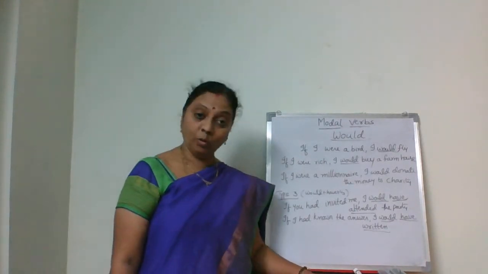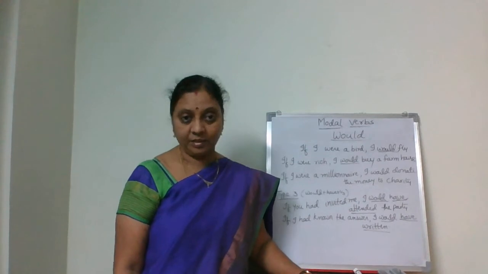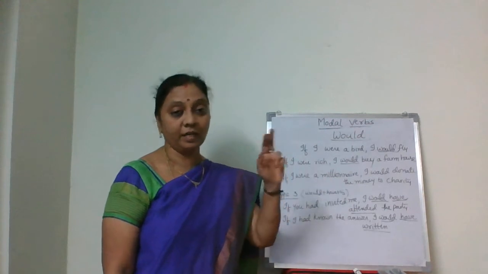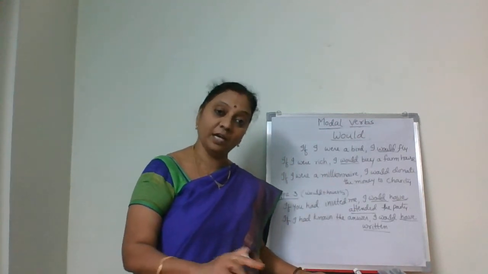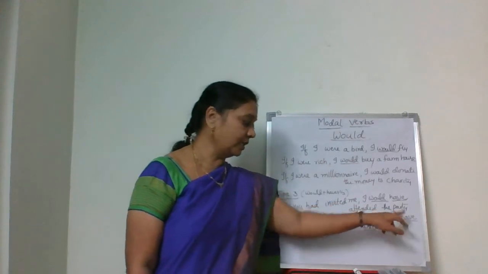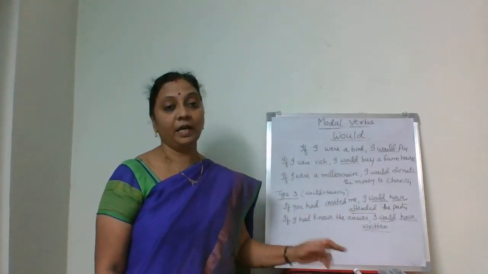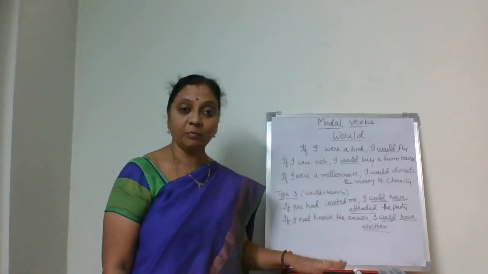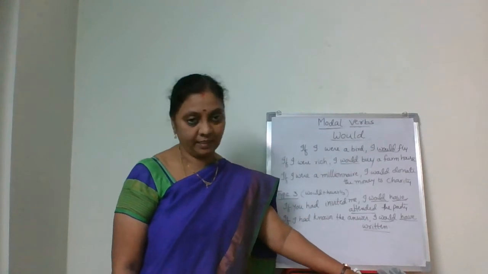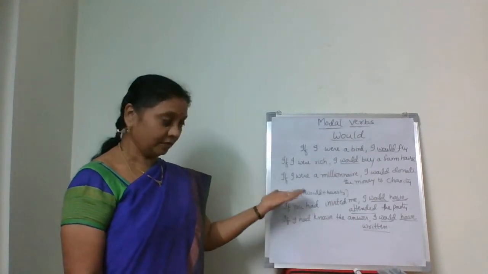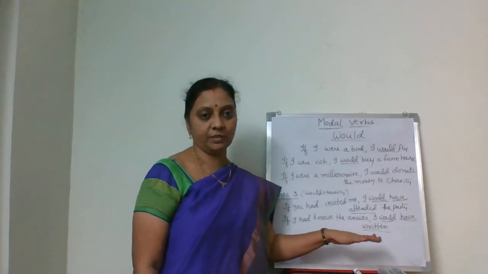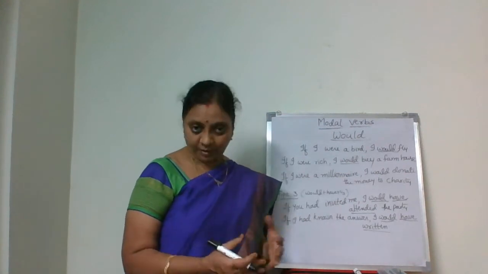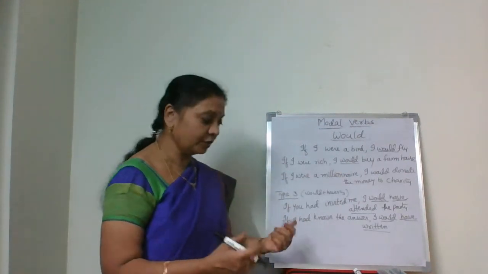If I had known the answer, I would have written in the exam. But I did not know, I did not write. Would plus have plus V3. If you had worked hard, you would have passed the examination. You did not work hard and you did not pass the examination. So the usage of type 3 is like this, and it expresses unfulfilled conditions or impossible situations. There is no possibility at all.